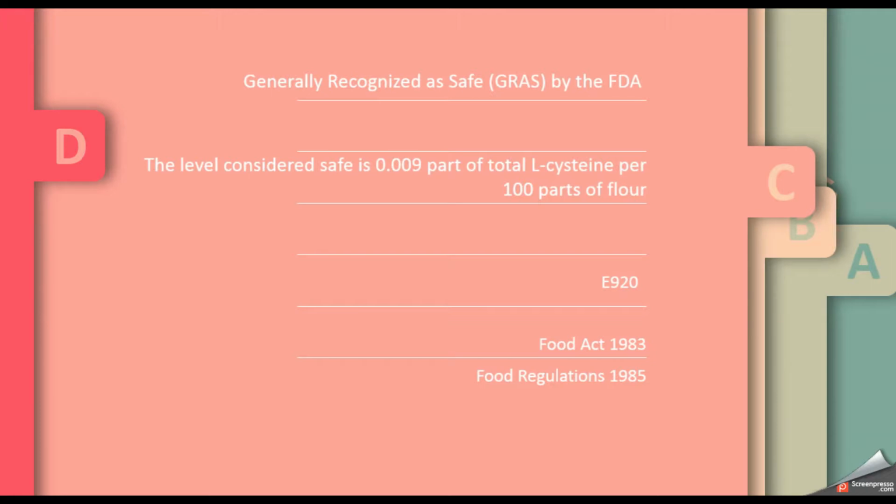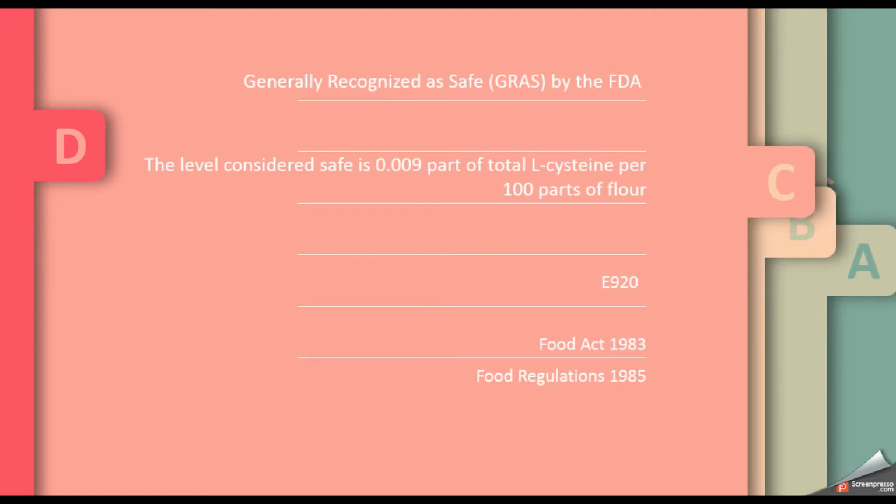Internationally, the status of L-Cysteine is regulated as GRAS, or generally recognized as safe, by the FDA. This means that it is considered safe when used at suggested levels for dough conditioning. The level considered safe is 0.009 part of total L-Cysteine per 100 parts of flour in dough. The Codex Alimentarius International Numbering System for L-Cysteine is E920.